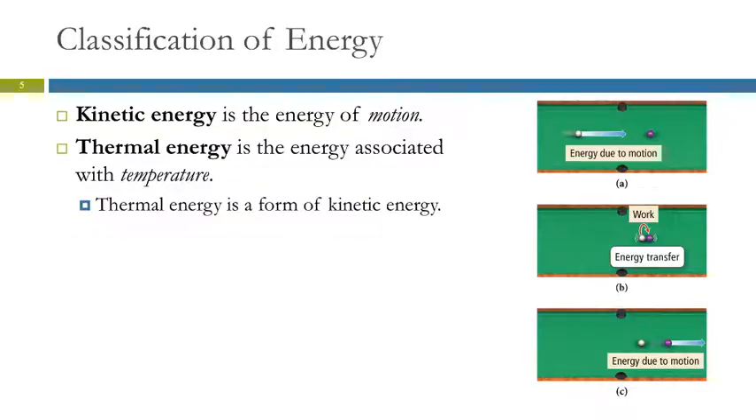So we have to talk about different kinds of energy. Kinetic energy. This is the energy of motion. When something is moving, it has kinetic energy. Thermal energy is a subcategory of kinetic energy. It's the energy associated with the temperature of an object. You feel the hand warmer and it's warm. It has more thermal energy than, say, the bench top that is at a lower temperature.